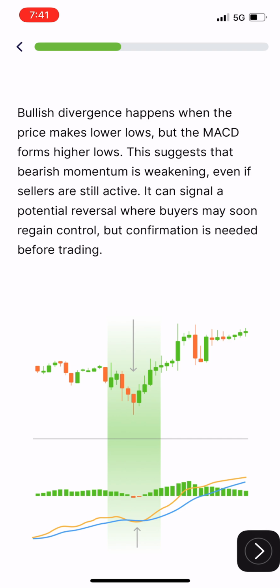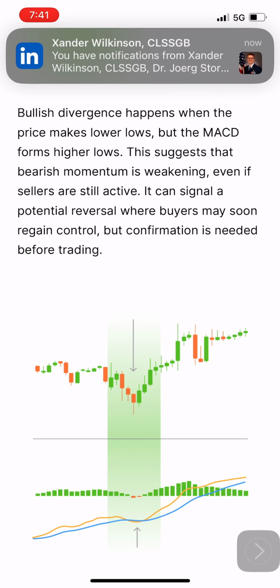Bullish divergence happens when the price makes lower lows, but the MACD forms higher lows. This suggests that bearish momentum is weakening. Even if sellers are still active, it can signal a potential reversal where buyers may soon regain control, but confirmation is needed before trading.